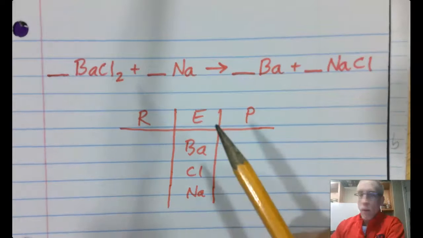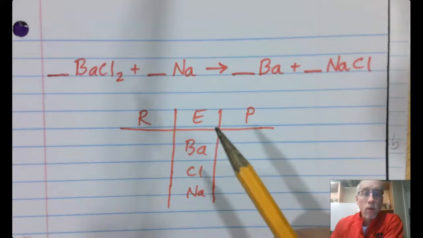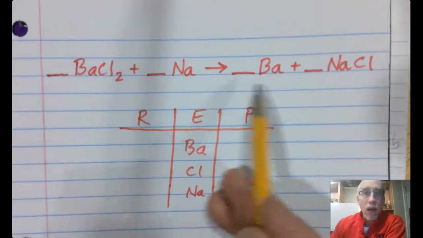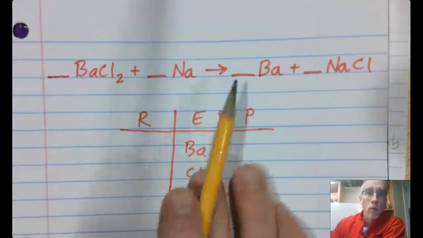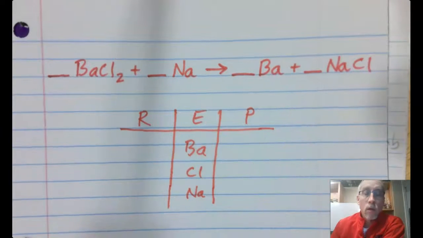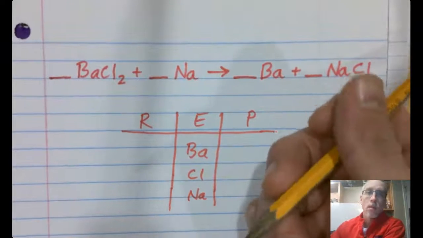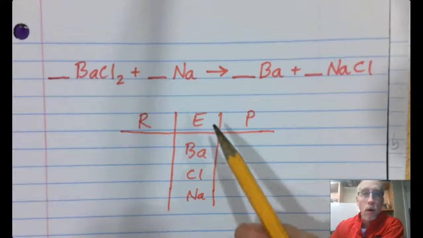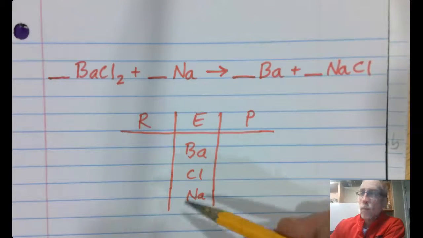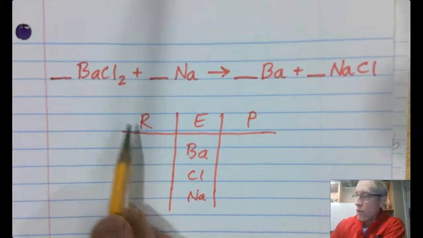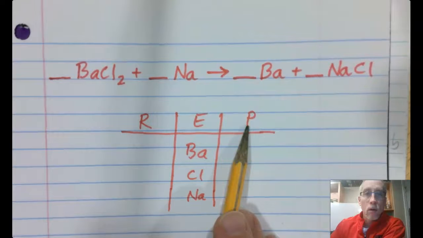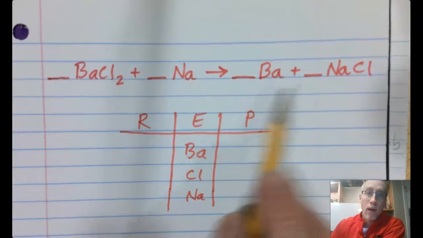So in this one, we would do a count without any coefficients. These blank lines are where the coefficients will go eventually if we need some. But let's do a count. And what I'm going to do, just so you have a way to organize this information, is make a little chart of the count of each atom on both the reactant side, that's the left side of the arrow, and on the product side, which is the right side of the arrow.